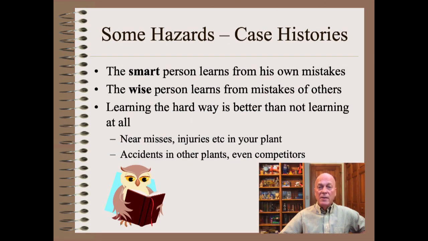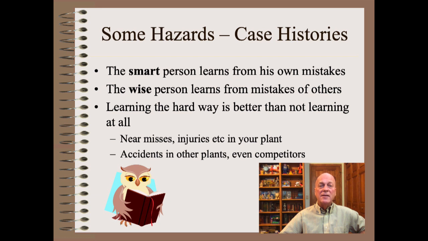The smart person learns from his own mistakes. The wise person learns from the mistakes of others. The risk assessment begins by observing every part and every aspect of a machine operation and trying, as a team, to anticipate all the ways someone might get hurt.